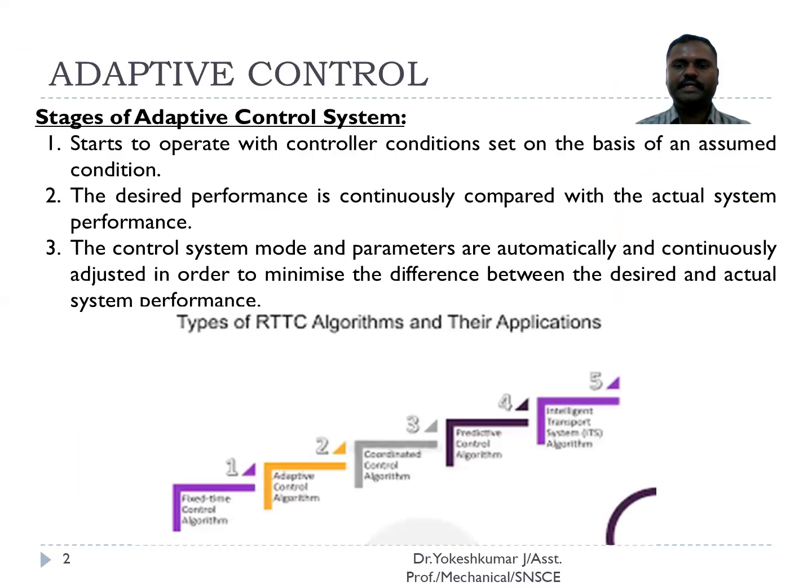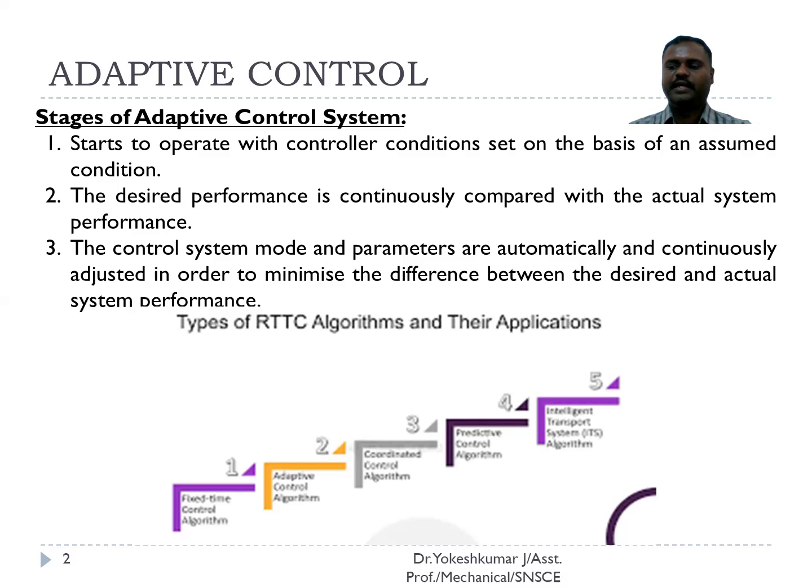So here I have illustrated the various stages of the adaptive control system. The first stage is that the adaptive control system can be operated based on a preset value, that is, we have set the preset value based on an assumed condition. Initially we are not aware of the external circumstances, so for that we need to give the assumed data.